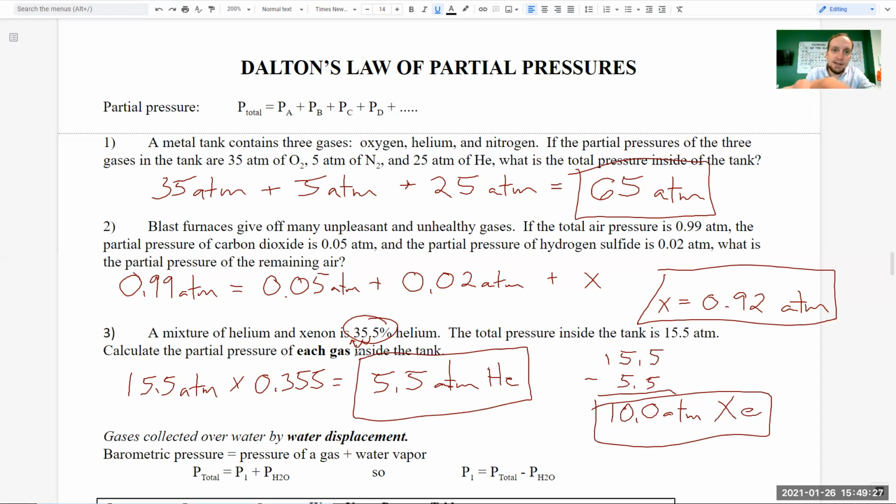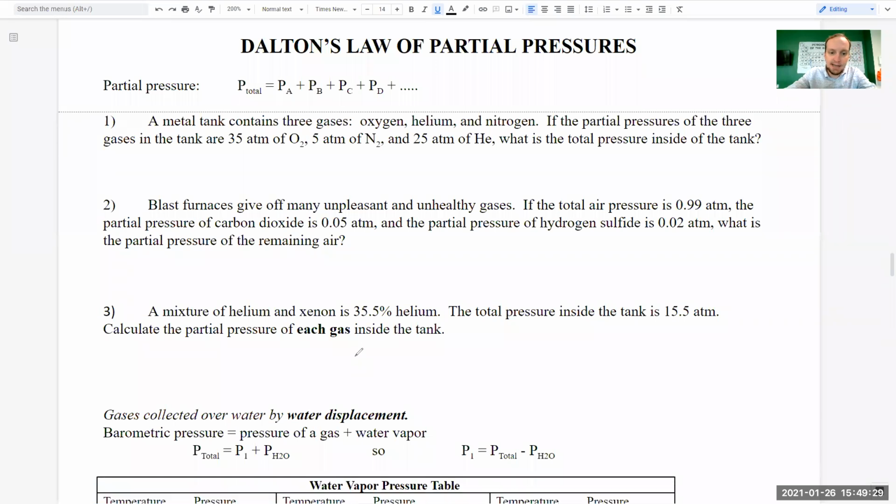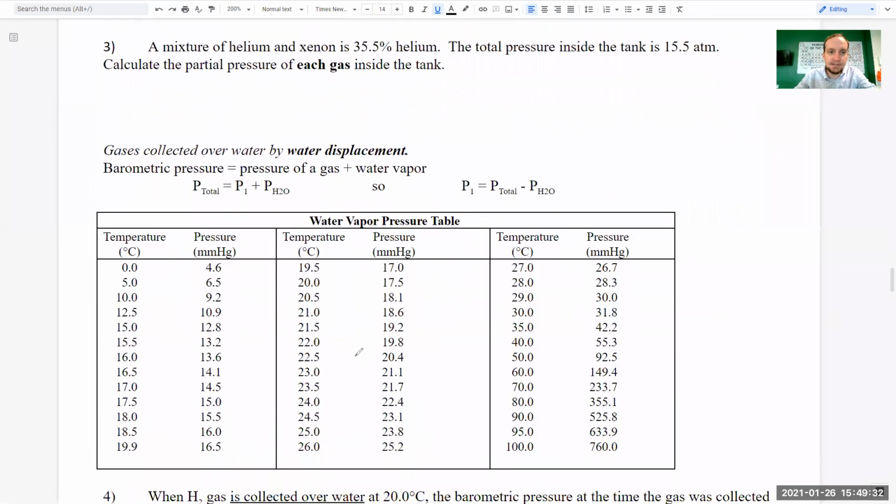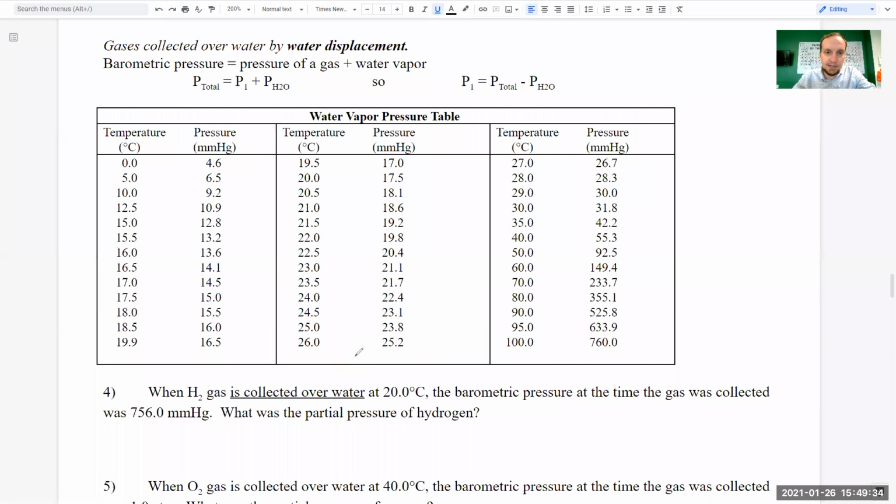To make it just a slight bit more complicated, what we sometimes have is gases collected over water. That's a phrase you need to be aware of: collected over water. When we do that, we do a process called water displacement. Basically, you bubble a gas through a liquid and trap it in the top of a container, like a test tube or a beaker. It's trapped up at the top, and it cannot escape. Then we're able to measure the pressure and the volume of the gases trapped inside that container.